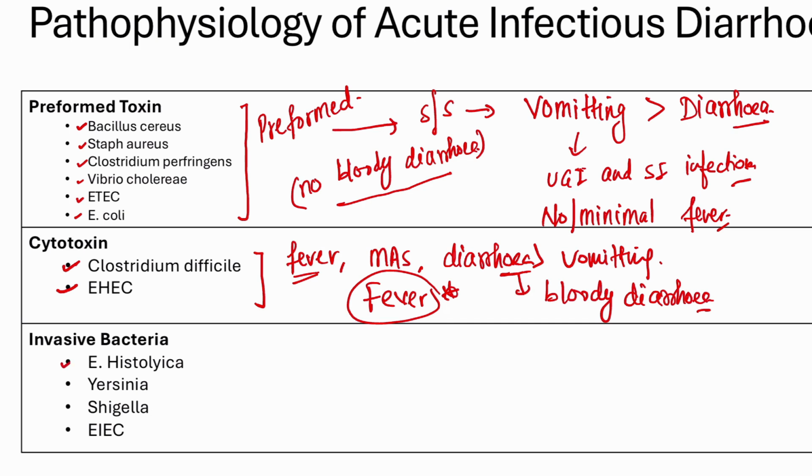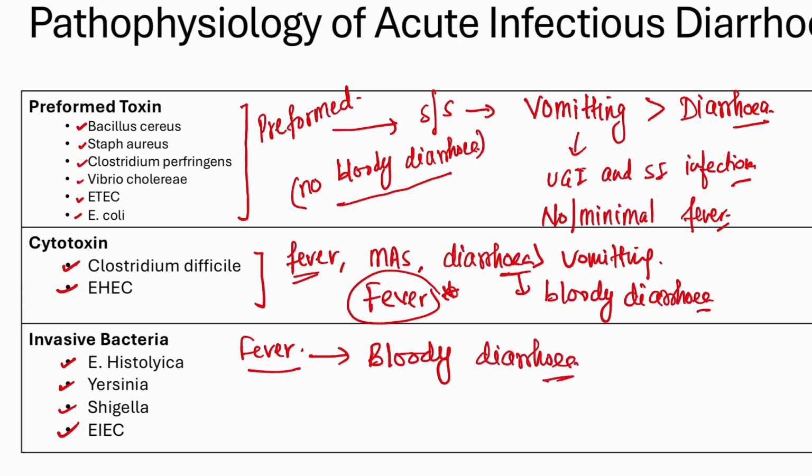Third cause is the invasive bacteria. Invasive bacteria like Entamoeba histolytica, Yersinia, Shigella, Enteroinvasive E. coli, they will cause fever. The signs and symptoms are just similar to those of cytotoxin. They will cause fever, and they will cause bloody diarrhea to start with. This is the pathophysiology and signs and symptoms of some categories of bacterial causes of infectious diarrhea.